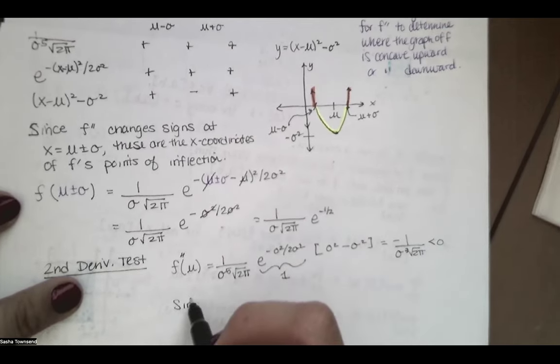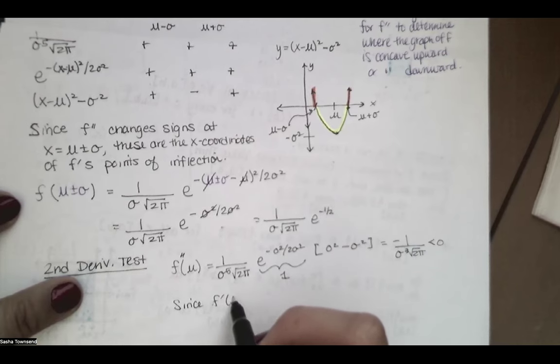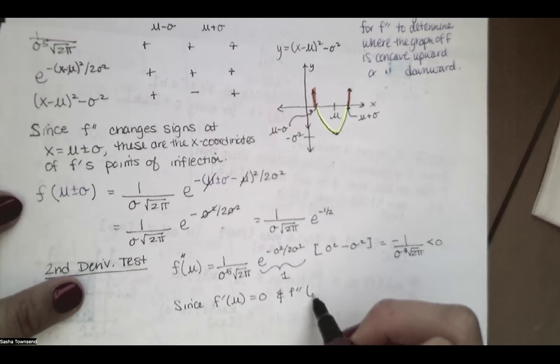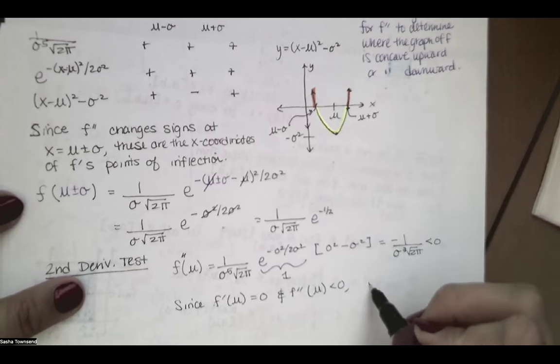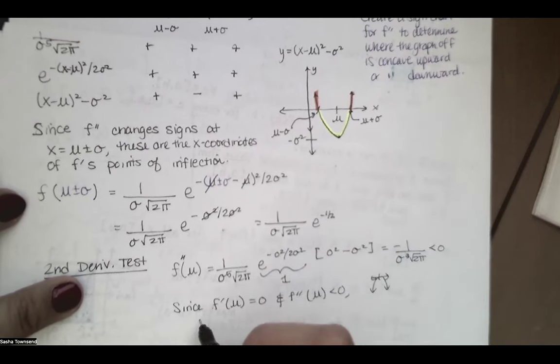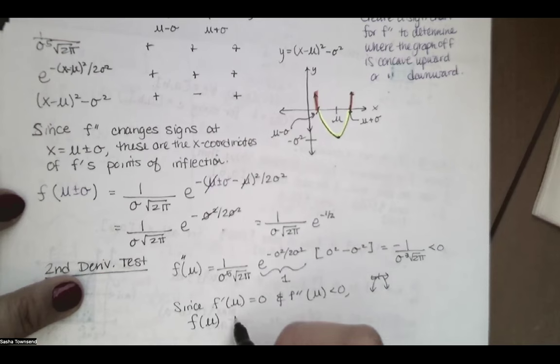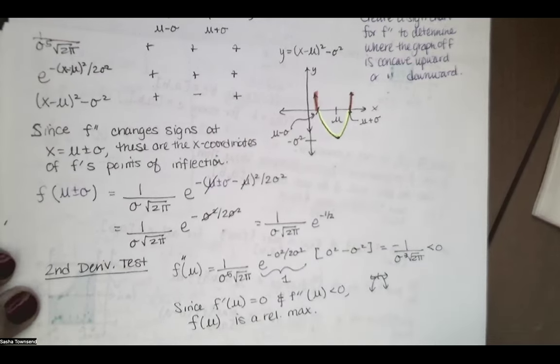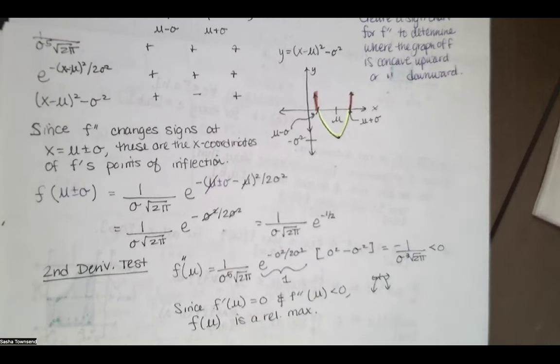So we'll say since f prime at mu equals 0 and f double prime at mu is a negative value, the graph looks like this. We're at the top. F of mu is a relative max. So the second derivative test tells us the same thing that the first derivative test tells us.